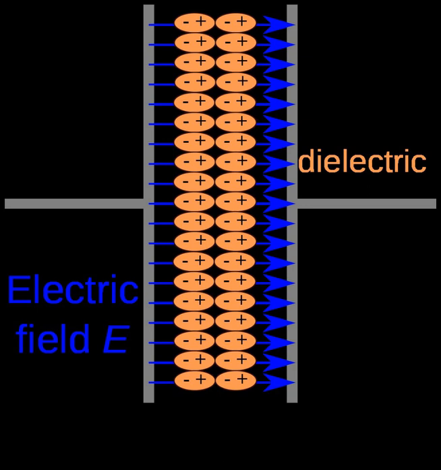epsilon' equals epsilon infinity plus (epsilon s minus epsilon infinity) over (1 plus omega squared tau squared), and epsilon'' equals (epsilon s minus epsilon infinity) omega tau over (1 plus omega squared tau squared).